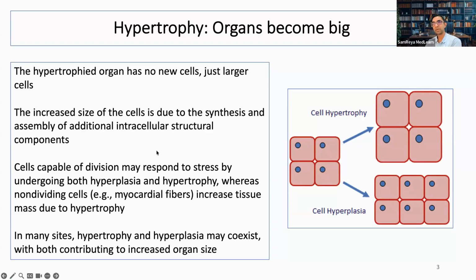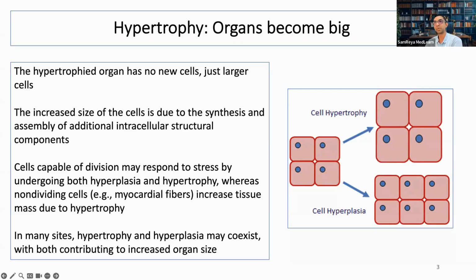Another concept that I would want you to understand here is, you would like to ask me, when would a cell undergo hypertrophy? What determines if a cell undergoes hypertrophy or hyperplasia? There is one basic principle that you can learn here. The cells which are capable of division can respond to stress by dividing, right? If the cell can divide, it will divide and maybe also grow in size.